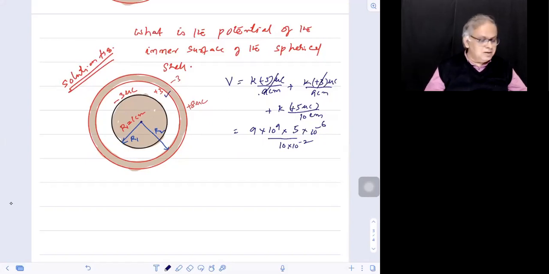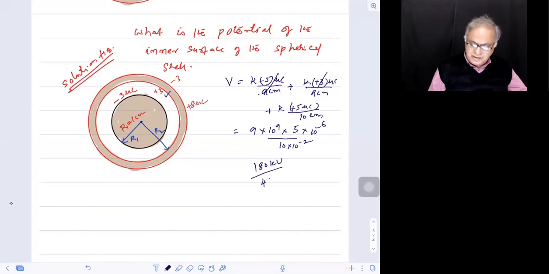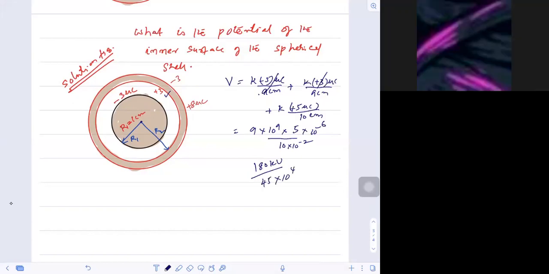All right. The answer given there is 180 kilovolts. So where we went wrong, just check it. Is it coming 180? No, it's coming 45 into 10 to the power 4. So 450 kilovolts you're getting.